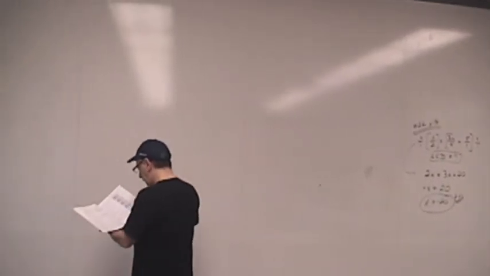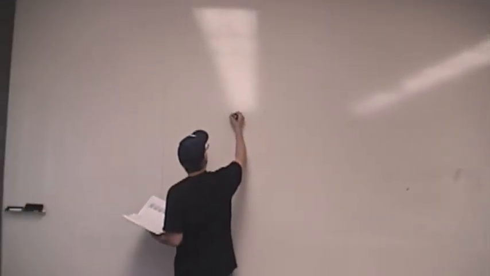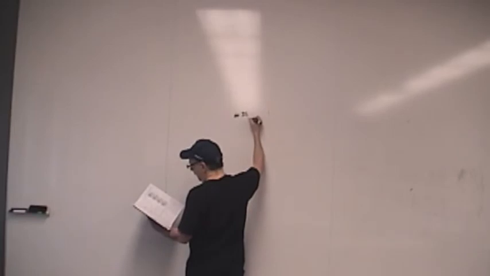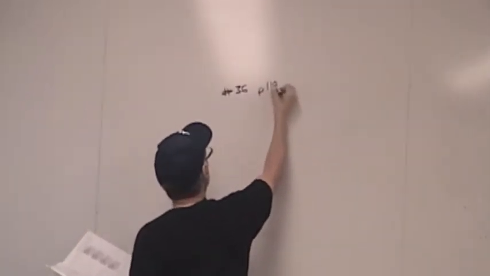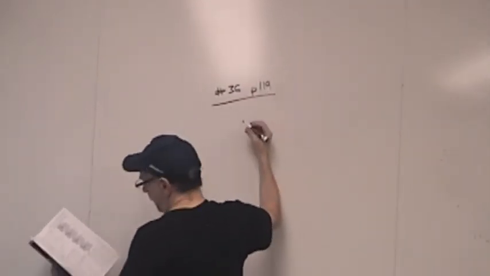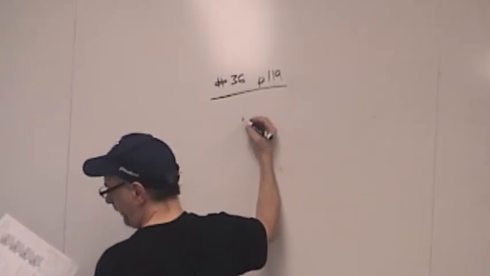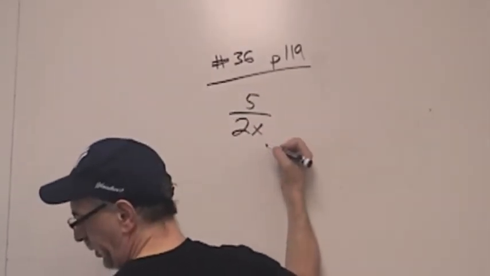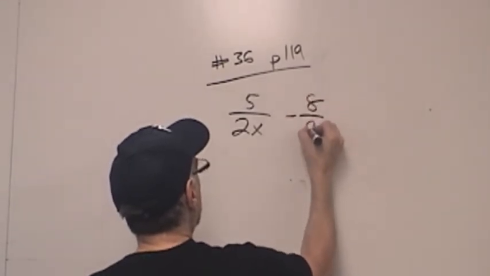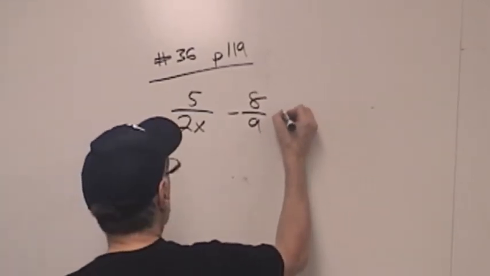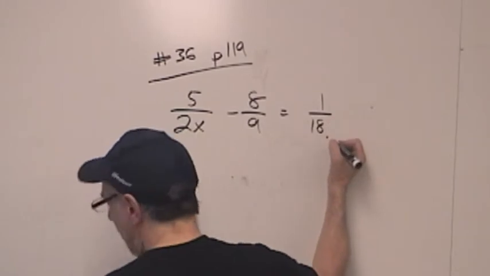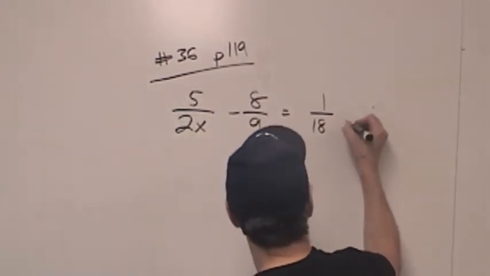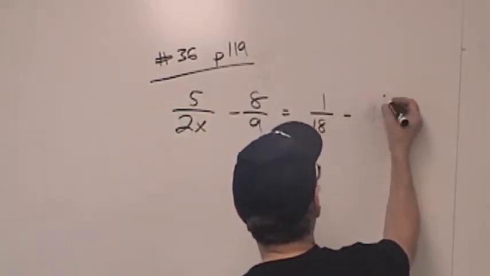So I'm going to look at number 36 on page 119. And this is an example of a linear equation, but the difference, notice, is we have variables in denominators which we haven't dealt with before. So that is the added layer of difficulty here.